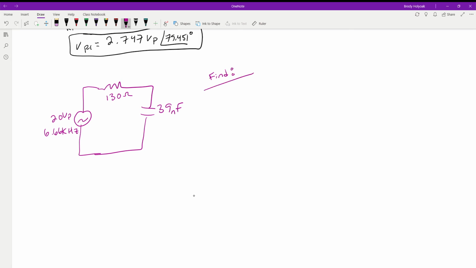Things we want to find. The X of C total, our Z total, I total, VC1, and VR1. Now our reactance total is going to be in terms of ohms at an angle. Impedance total is ohms at an angle. I total is milliamps at an angle. Volts and volts.